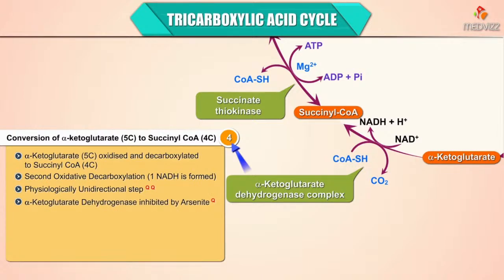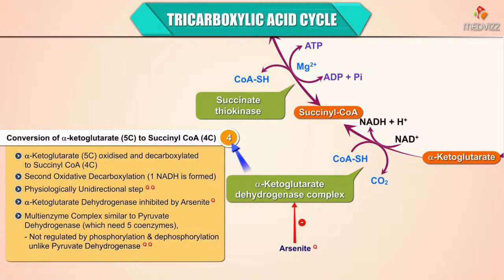Alpha-ketoglutarate dehydrogenase is inhibited by arsenite. It is a multi-enzyme complex similar to pyruvate dehydrogenase, which needs 5 coenzymes, but it is not regulated by phosphorylation and dephosphorylation unlike pyruvate dehydrogenase.